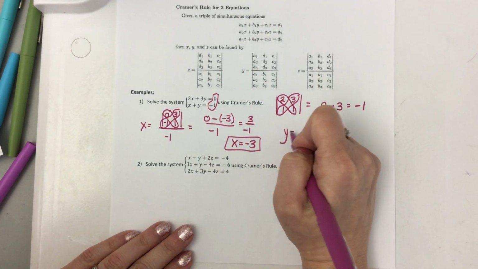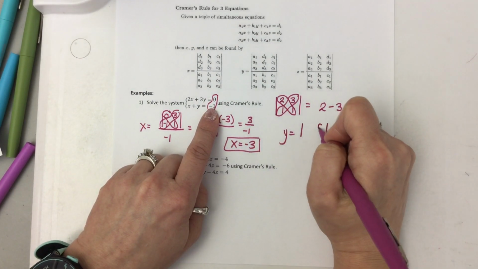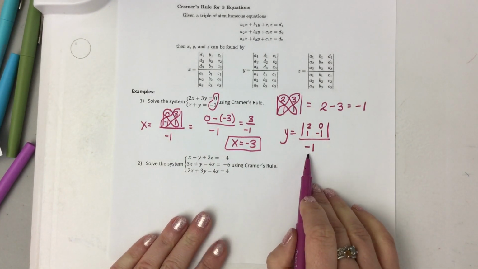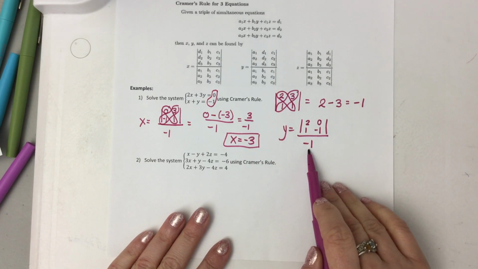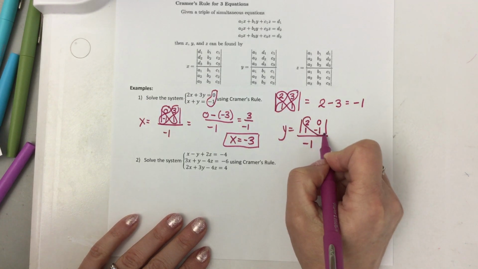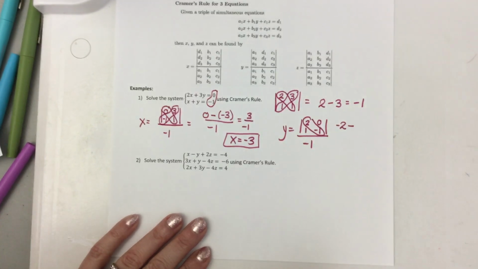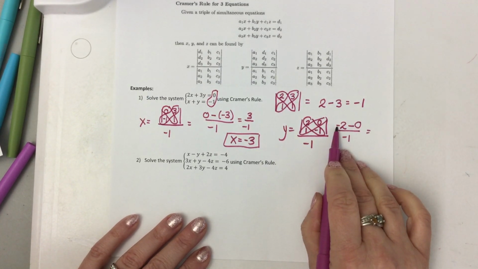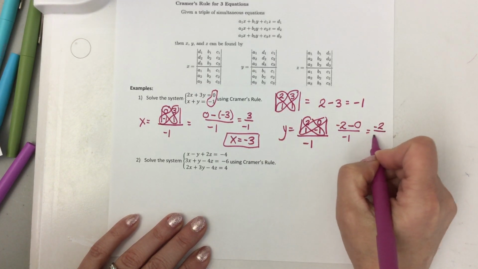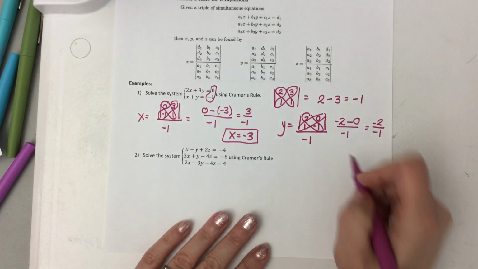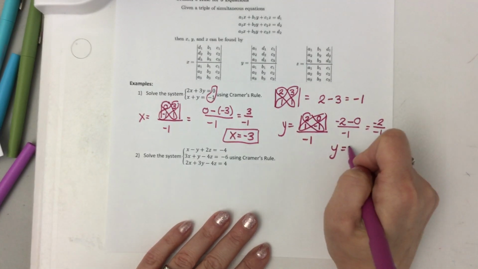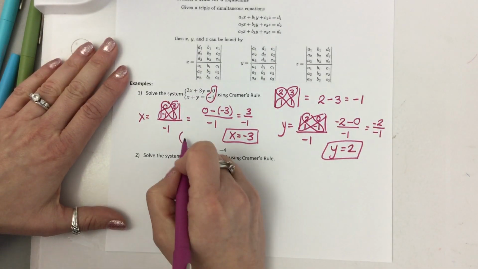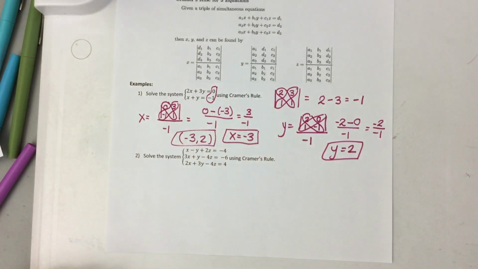To find y, the solutions go in the y column. The coefficients for x stay the same. You find the determinant of the top, and then you divide by the original determinant, which we found to be negative 1. Positive 2 times negative 1 is negative 2, minus 1 times 0 is 0. Negative 2 minus 0 is negative 2 divided by the original determinant, which is negative 1. Negative 2 divided by negative 1 is a positive 2. So the solution to this system using Cramer's rule is the ordered pair negative 3, positive 2.